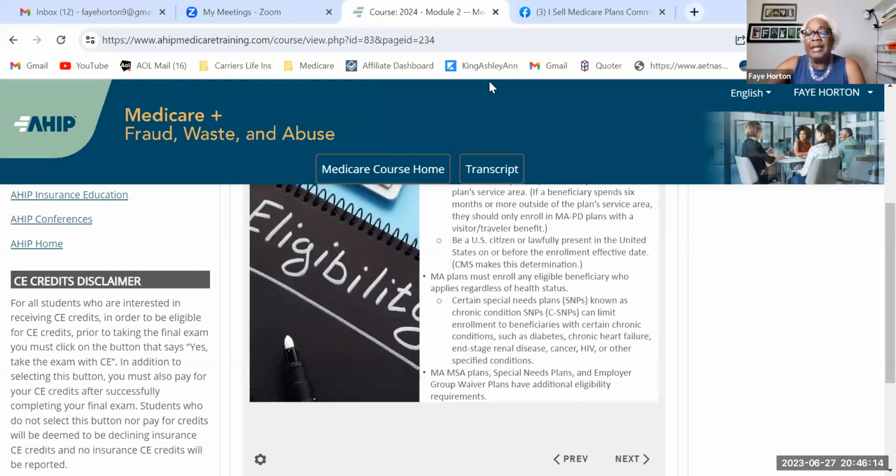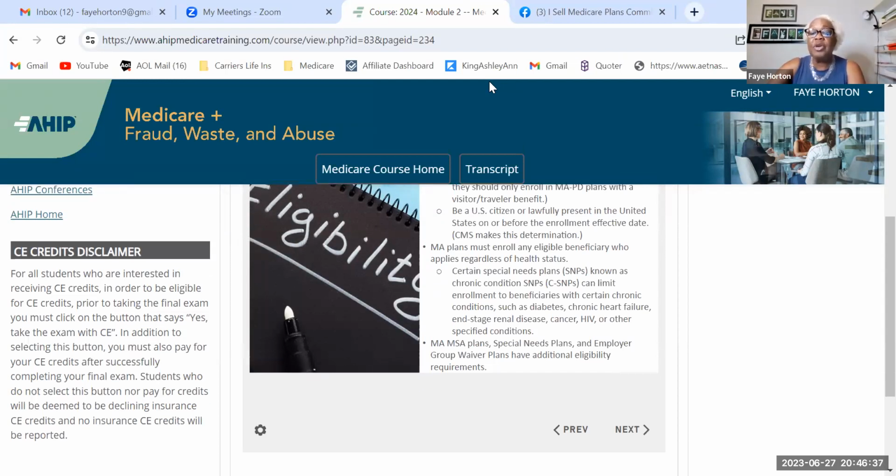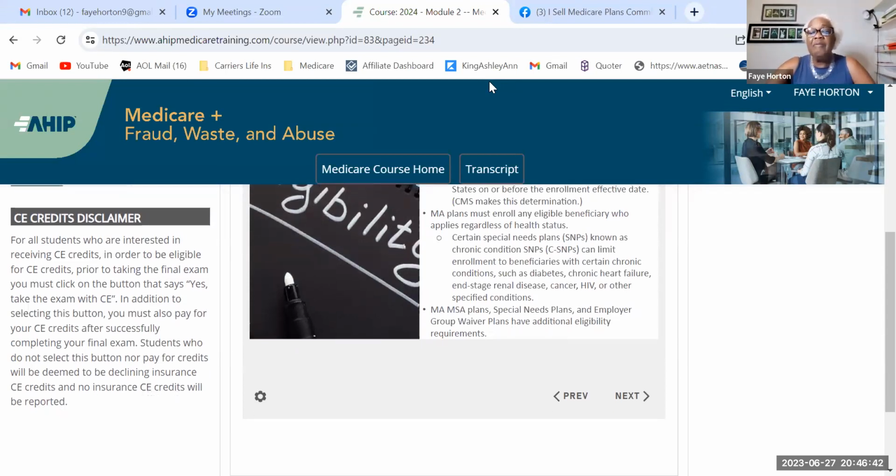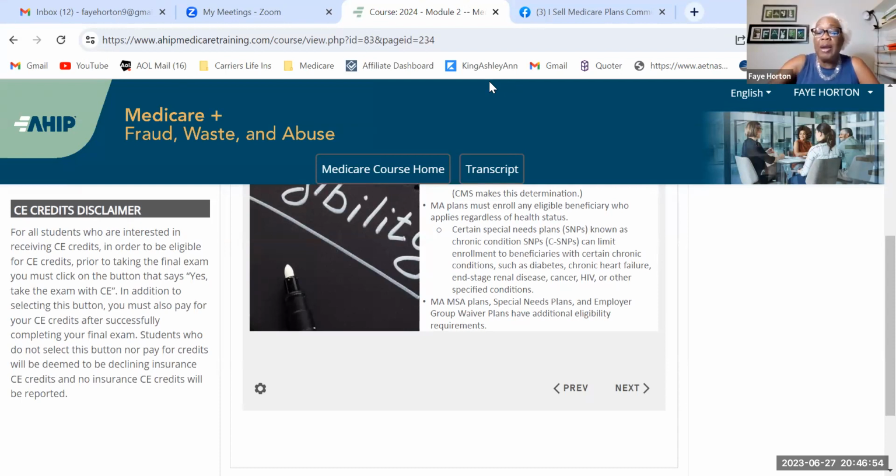MA plans must enroll any eligible beneficiary, regardless of health status. Certain special needs plans, those known as the chronic conditions SNPs, the C-SNPs, can limit enrollment to beneficiaries with certain chronic conditions, such as diabetes, chronic heart failure, end-stage renal disease, cancer, HIV, or other specified conditions. Medicare Advantage MSA plans, special needs plans, and employer group waiver plans have additional eligibility requirements.